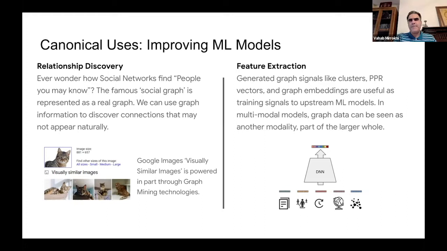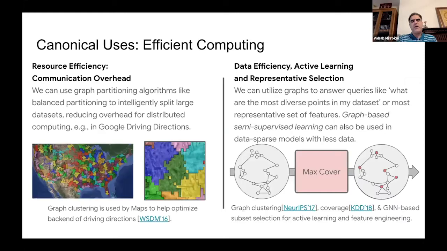What we call efficient, where we either minimize the communication overhead in a distributed learning task. For example, in Google driving directions, we use some of our clustering tools to decide what part of the data is handled by each server. Or in the context of active learning and data efficiency, we have representation selection problems that can be formalized as independent sets in a graph. This is just very high level, telling you some applications.